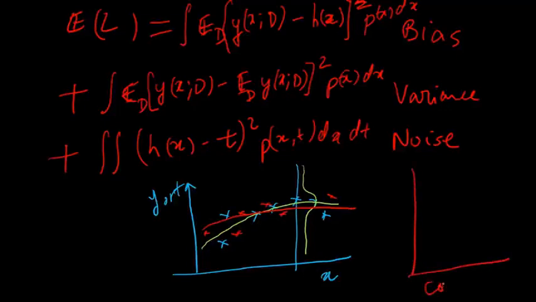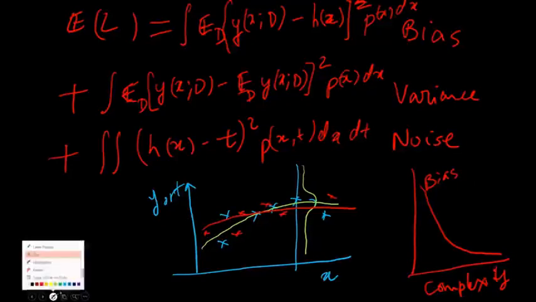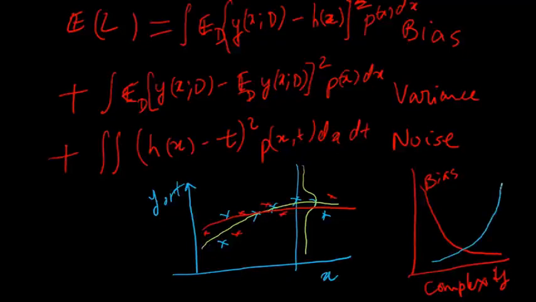Now, because all these three terms are positive, what we will get is that if we increase the complexity of the model, right? So a complex model can decrease the bias. It will keep decreasing the bias because it can fit more and more exactly to the underlying data, to the given data, and your bias will keep decreasing. However, so this is your bias. However, your variance will increase.